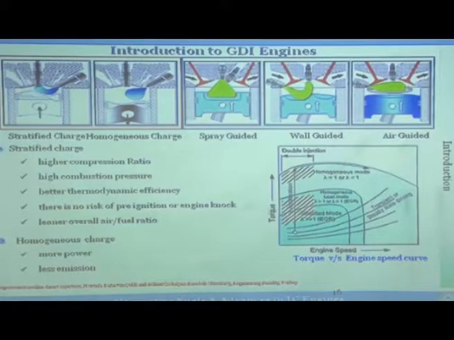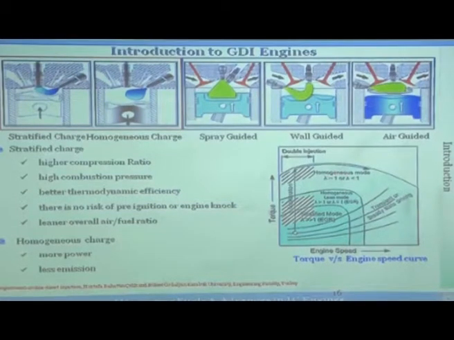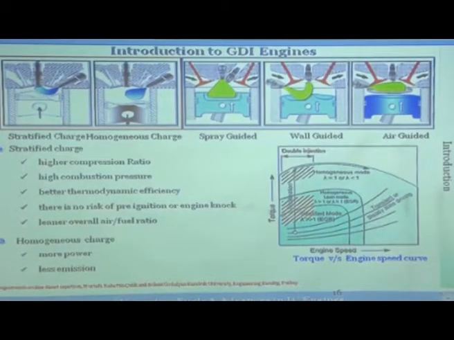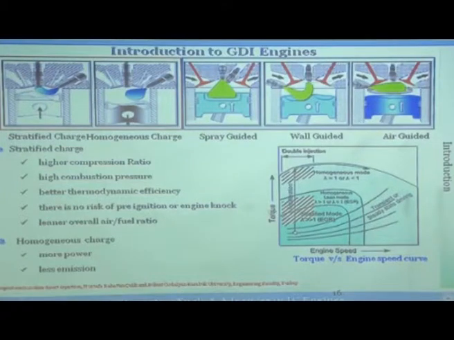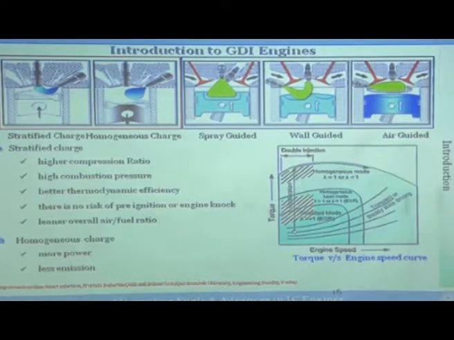Now, suppose you want very high load and very high speed condition, then this is the envelope. This you can achieve by homogeneous mode, where lambda equal to 1, or sometimes lambda is even less than 1. That means you put in more fuel than the theoretically required fuel, so less amount of air. Basically this is achieved by multiple injections. So, instead of one injection, you can do multiple injections.